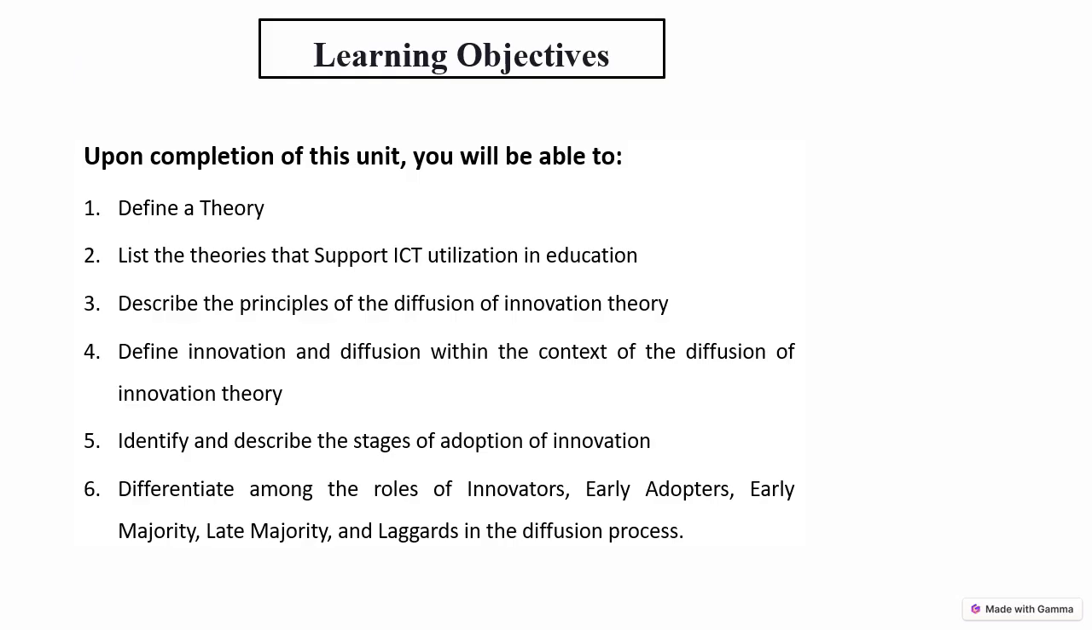Learning objectives. Upon completion of this unit, you will be able to define a theory, list the theories that support ICT utilization in education, describe the principles of the diffusion of innovation theory, define innovation and diffusion within the context of the diffusion of innovation theory, identify and describe the stages of adoption of innovation, differentiate among the roles of innovators, early adopters, early majority, late majority, and laggards in the diffusion process.